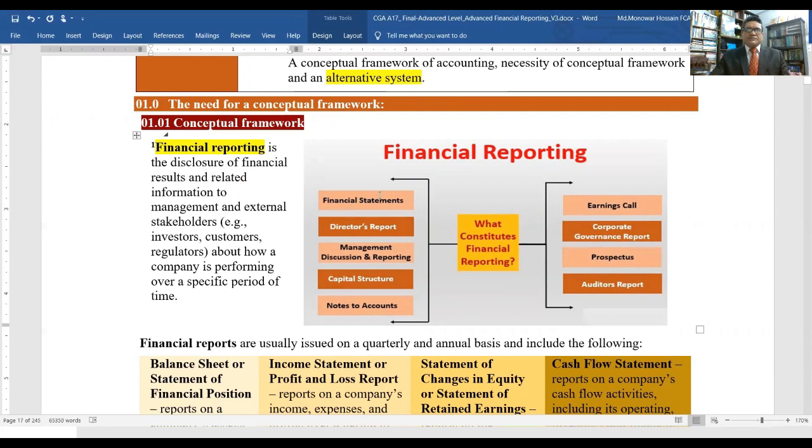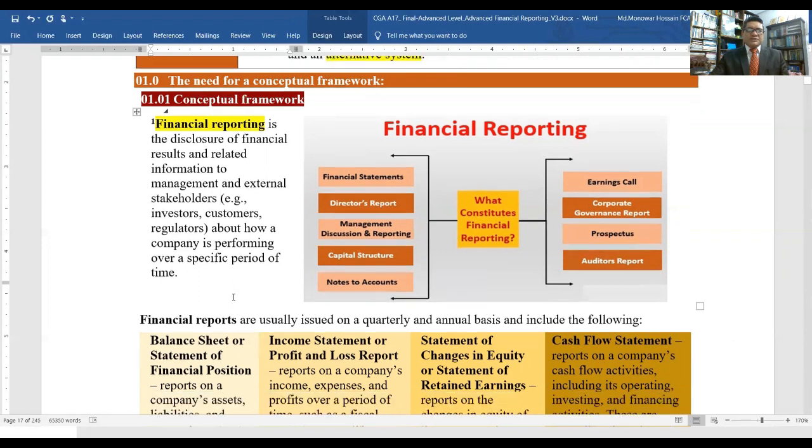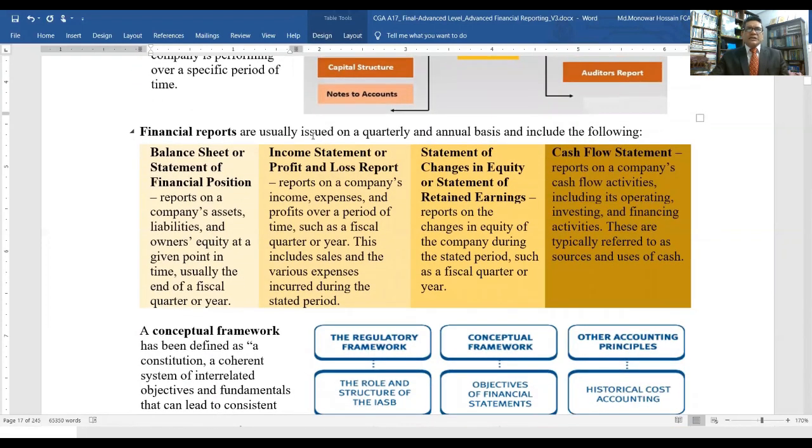So financial reporting includes the financial statements, directors' report, management disclosure, capital structure, notes to the accounts, earnings per share, corporate governance report, prospectus, and auditors' report, etc. Financial reports are usually issued on a quarterly and annual basis and include the balance sheet or statement of financial position, income statement or profit and loss statement, a statement of changes in equity or statement of retained earnings, and cash flow statements.